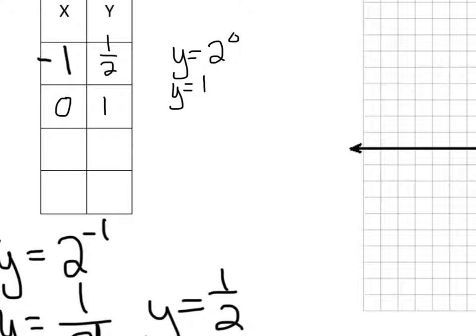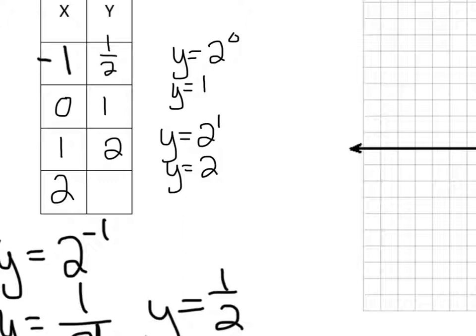Next I'm going to put in 1. So it's going to be y equals 2 to the first. Well, 2 to the first is simply 2. And then we're going to put in 2 here. So it's going to be y equals 2 squared. 2 squared is 2 times 2, so that means 4.